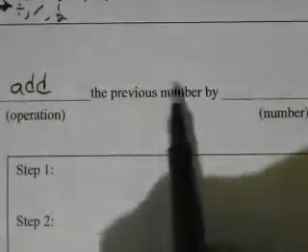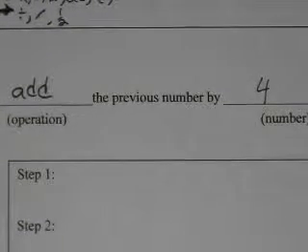So if we want to describe this pattern, we could say our operation is add. So we're going to add the previous number by, well, 4. And that is our pattern. Now we can have add, subtract, multiply, or divide. It doesn't really matter. So the pattern here happens to be add by 4.